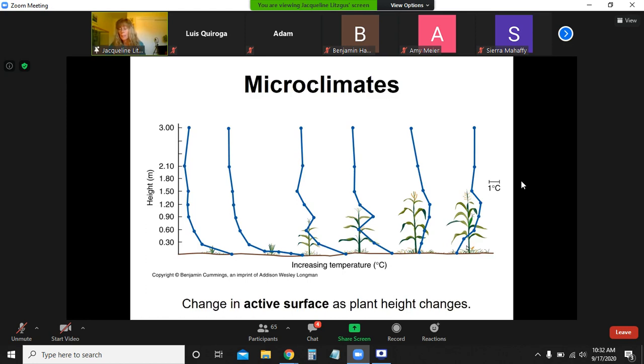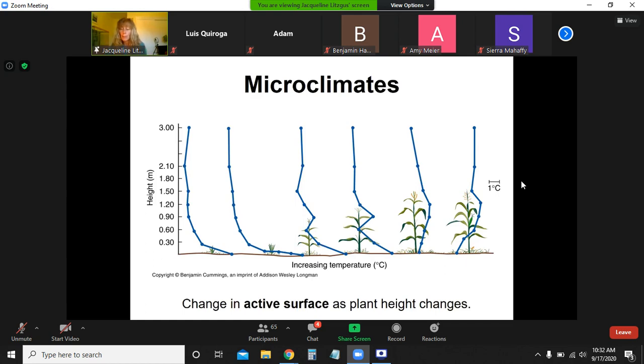So think about that in the context of maybe a beetle that's living in this cornfield, and a beetle is an ectotherm, where it might choose to be given parts of the day in terms of what temperatures it's seeking, right? So it can sit here on the ground surface and be really cool if it's trying to be, but if it wants to warm up, it can go up here on this plant leaf and bask and thermoregulate there. So this is called a change in the active surface as the plant height changes, right? So again, thinking about how that might impact animals that are vertically and horizontally distributed in that cornfield.